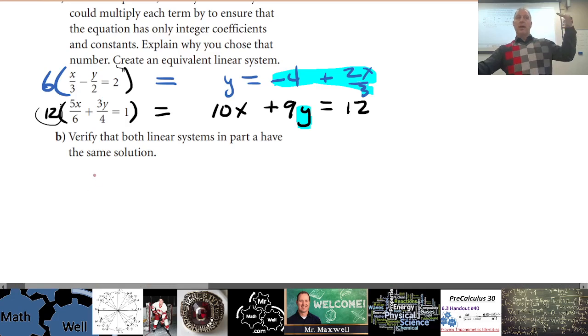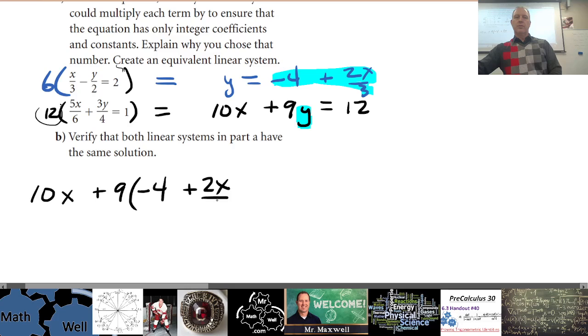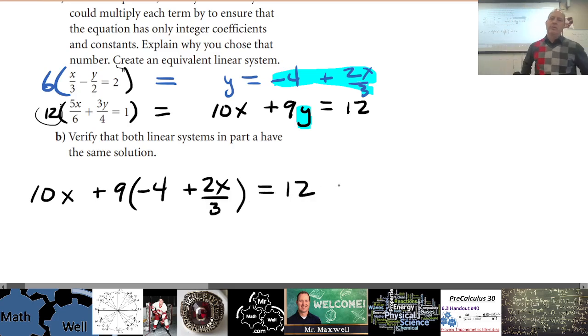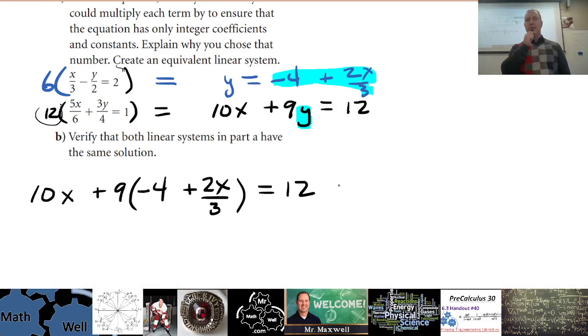So this is an upper level one here because we got fractions involved and so on. But this is what it's going to look like now. So I'll write it in black, just like this second equation. So 10x plus 9 times, look at this, negative 4 plus 2x over 3 equals 12. Is everyone okay with that? You understand that? Any questions about what I've done so far? That substitution part's really important.